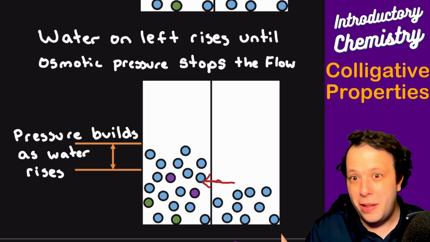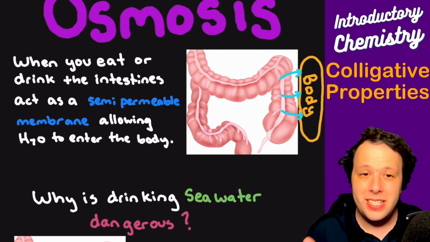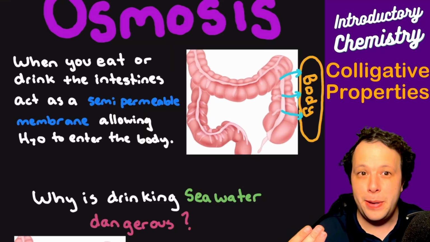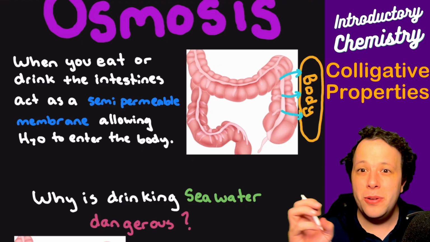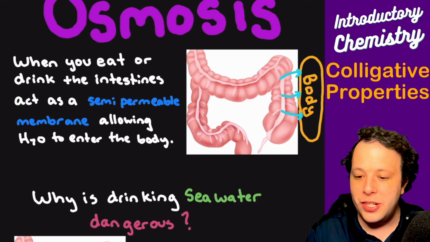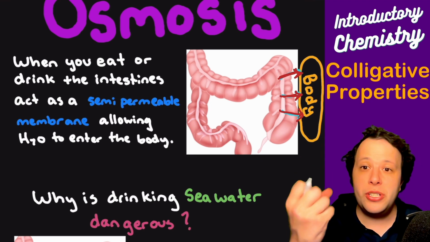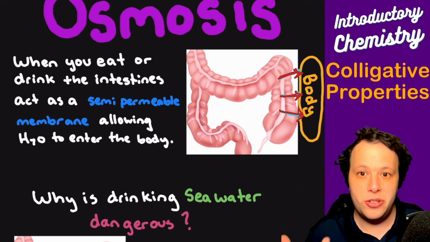So let's take a look at applying this to biology then. When you eat or drink, one thing that's going to happen is that your intestines are going to act like a semi-permeable membrane. Generally, they will take all the water that you drink in and bring it into the body. Here I'm showing how water is flowing into the body. Usually whenever you drink a lot of water, your body tends to have a higher concentration of solutes, so the water is going to flow in. It's going to hydrate your cells.